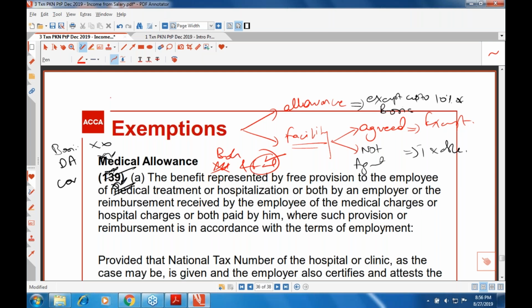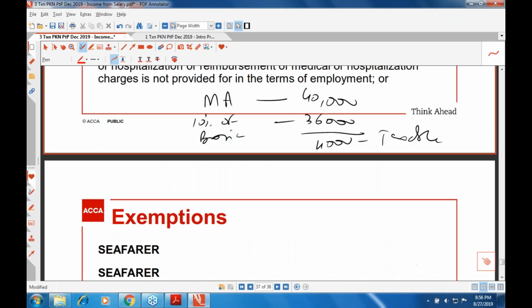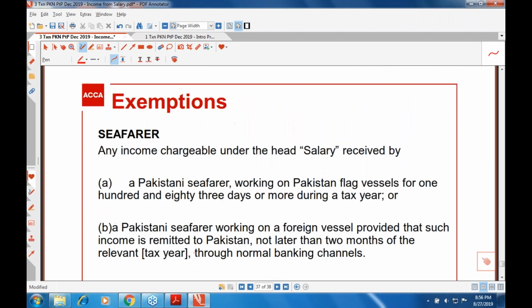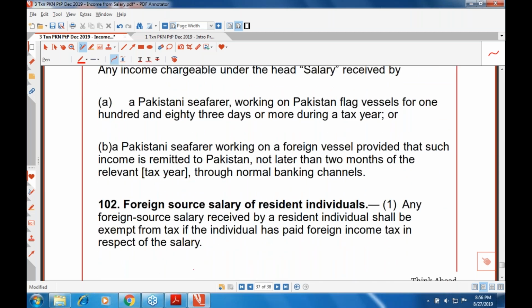Now let's move a bit forward and try to understand the last concept with respect to it. The last concept is the exemption about the seafarer. So what do we mean by seafarer? Seafarers are those who work on ships, like the master, the ship captains, the chief engineers, etc. That is the concept of seafarer. Now let's try to understand this.